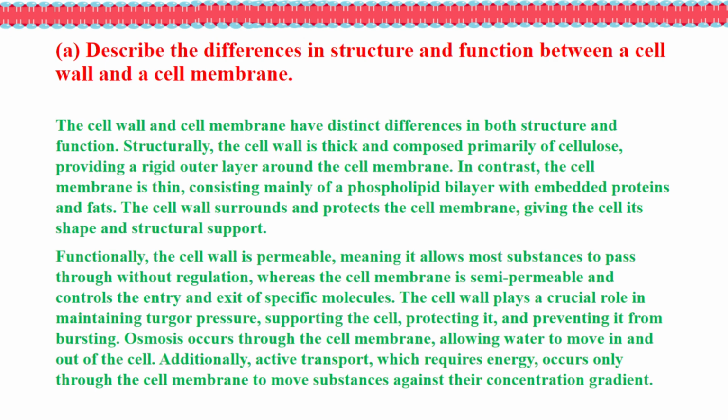Functionally, the cell wall is permeable, meaning it allows most substances to pass through without regulation, whereas the cell membrane is semi-permeable and controls the entry and exit of specific molecules. The cell wall plays a crucial role in maintaining turgor pressure, supporting the cell, protecting it, and preventing it from bursting. Osmosis occurs through the cell membrane, allowing water to move in and out of the cell. Additionally, active transport, which requires energy, occurs only through the cell membrane to move substances against their concentration gradient.